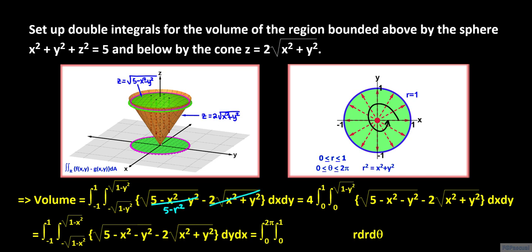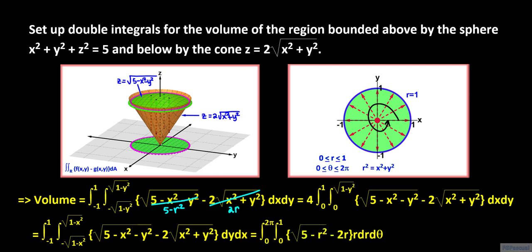2 times the square root of x squared plus y squared would be 2 times the square root of r squared, which technically is 2 times the absolute value of r. But since r goes from 0 to 1 so that r is always non-negative, we can drop the absolute value sign, and 2 times the square root of x squared plus y squared is 2 times r.